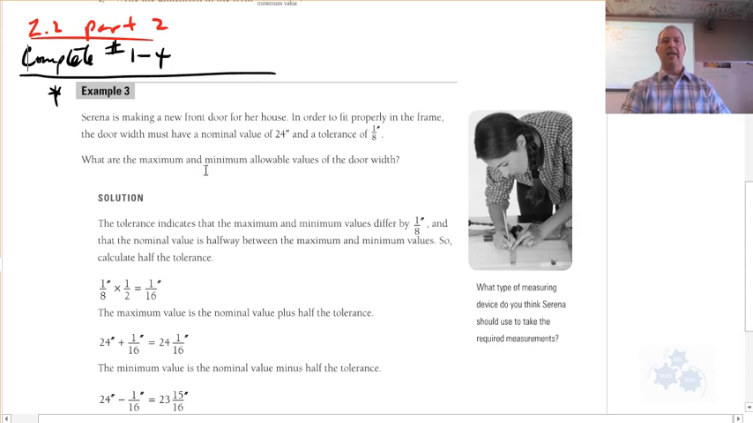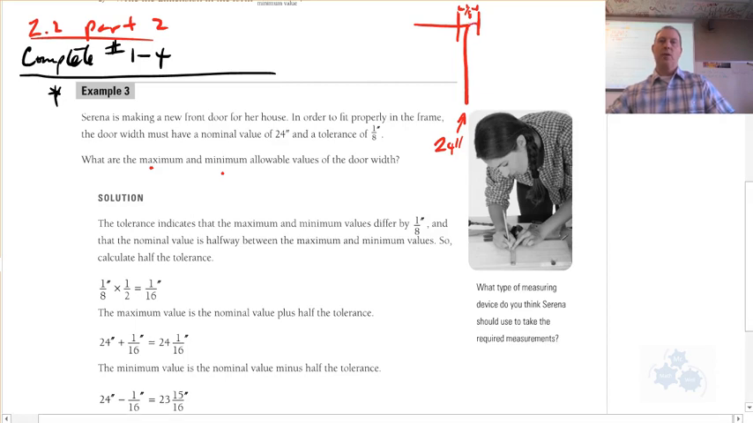So the question says, what are the maximum and minimum allowable values of the door width? Well, if you look at the door width here, let's say this is the edge of the door. So you can have a minimum value of this width and maybe a maximum value of this width. And this has to be 1/8 of an inch. That's it. That whole thing. So if it says what's the maximum and minimum value, well, we know that this nominal value right here, I think we were given that, right? 24. So that's 24 inches. So it can go half of 1/8 of an inch more, or it can come half of 1/8 of an inch less. So the 24 has got to be right in the middle of that tolerance.